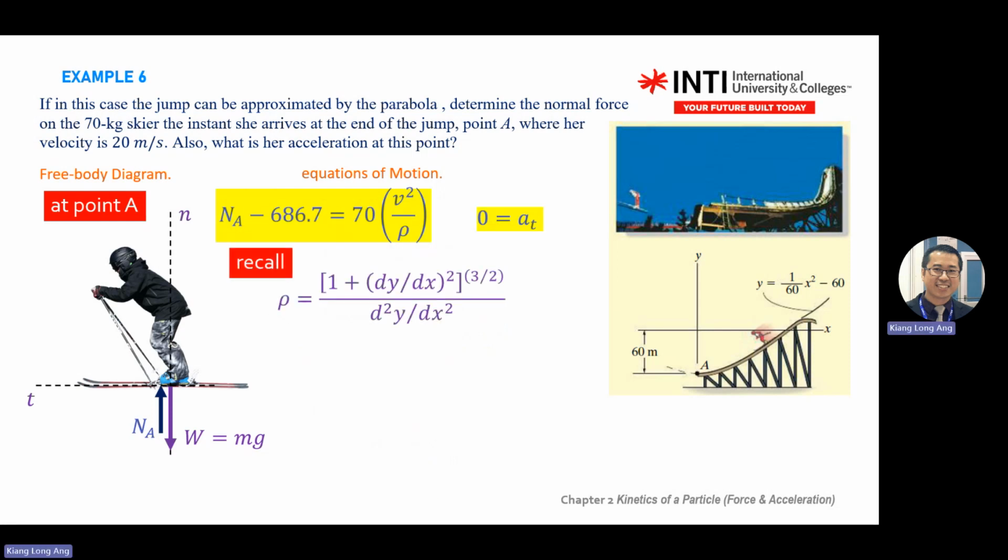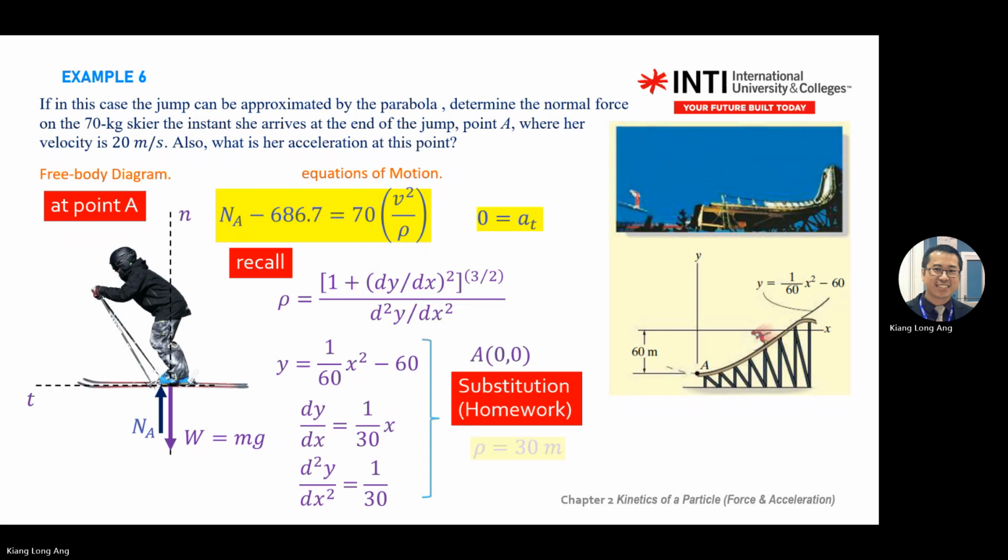Recall, this equation, the purple color equation, won't be given in the test. We assume you already know. So don't memorize wrong. It's bracket, then 3 over 2, which means you square root and then you multiply 3 times. So we already did the integration just now, and the second derivative is 1 over 30. Substitute here, press calculator, you find your rho. Your rho will be 30 meters.